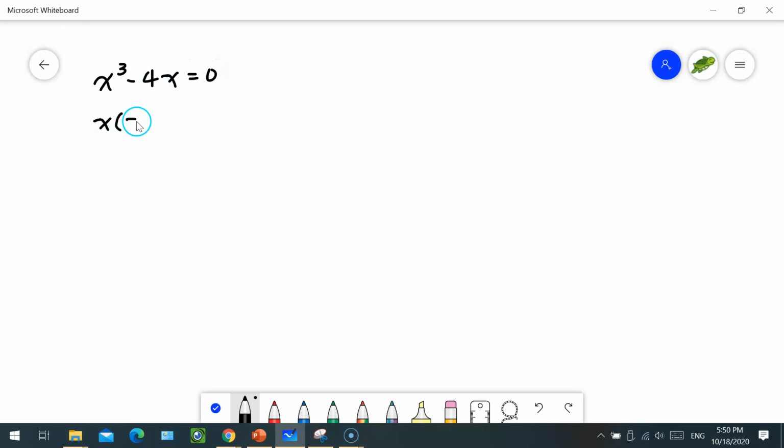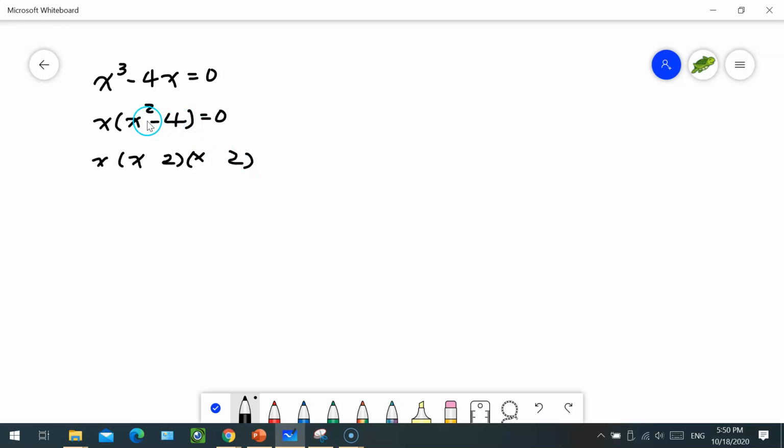Take out the x, we'll have x times (x squared minus 4). Now rewrite them into a factor form. So you have x times x, right? That's the only way you can get the x squared. The last term is 4. This is a product of two numbers. We know 2 multiplied by 2, you'll get a 4.